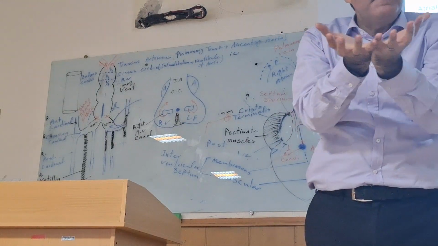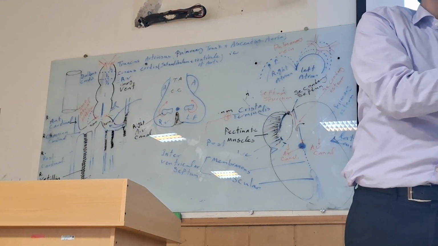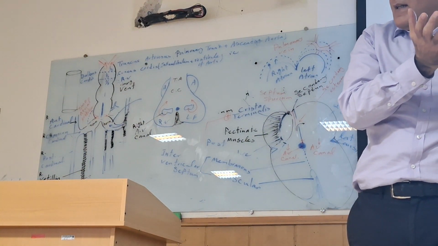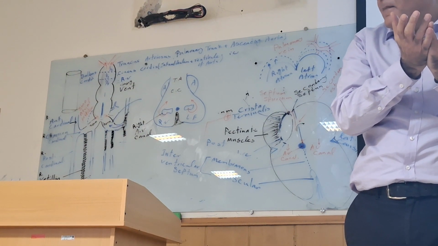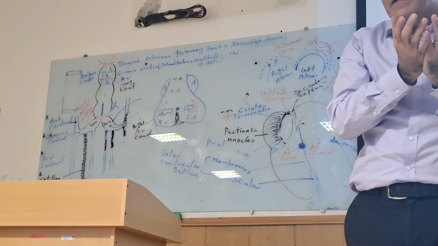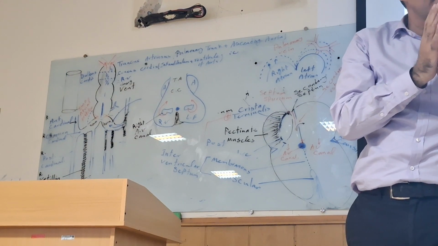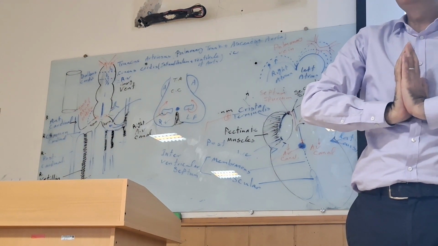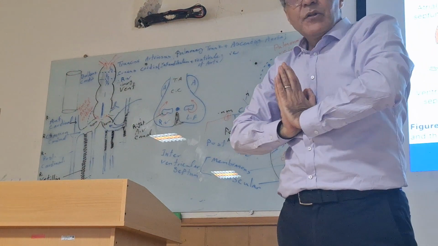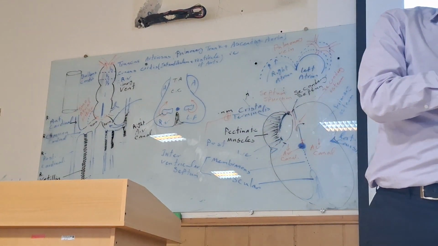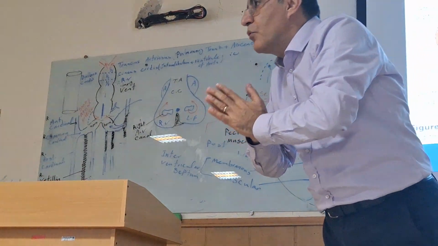We need two sources of the cells. Which sources? Neurons. They come from the brain. Is it important? Yes, because if this neural crest doesn't migrate here, we have a cardiac abnormality.